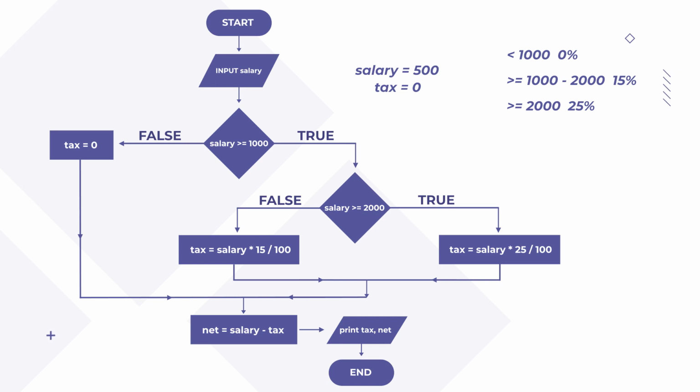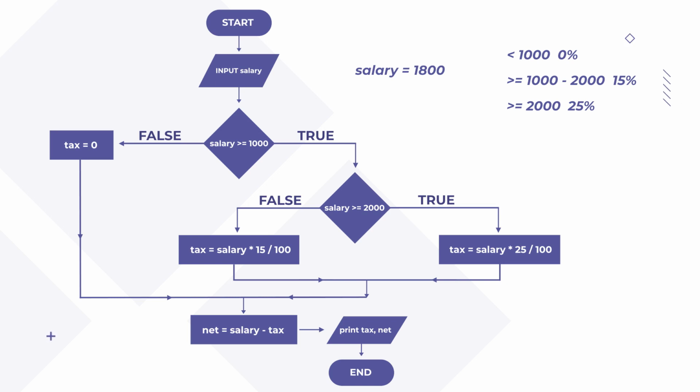Let's do that once again. It will ask for the salary, and the salary is, for example, 1800. Now this condition is true. So my friends, here we cannot make the decision whether to calculate the tax at the rate of 15% or 25%. After that, we are checking again: is the salary greater than or equal to 2000?